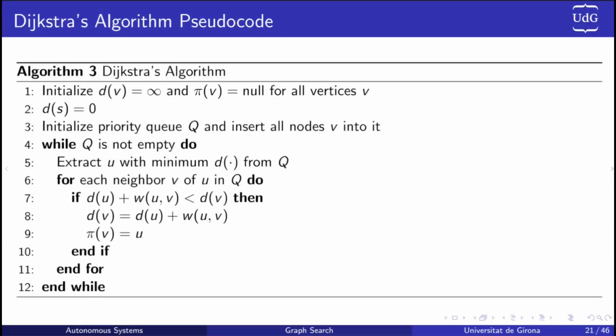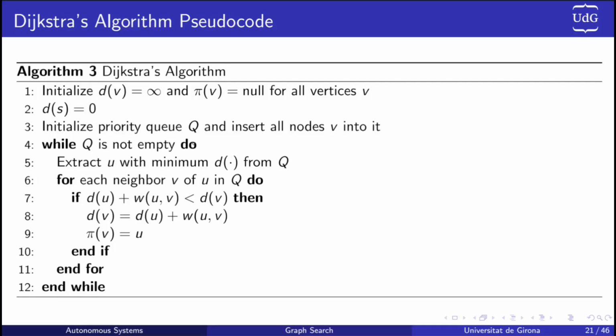This is the algorithm. It's one or two lines more than the other, but it's almost the same. We initialize D to infinity and P to null for all the vertices, except for the node S, where the distance is 0 but P is null because it's the starting node and it has no parent. Whenever you reach P, you are done. You have finalized the path.